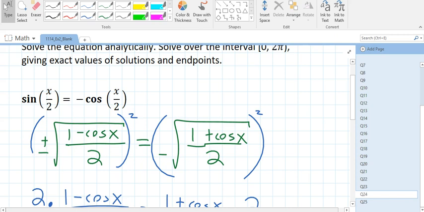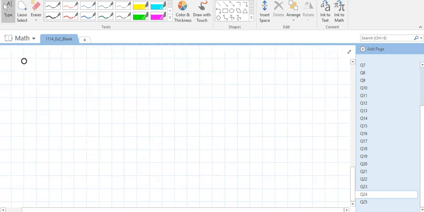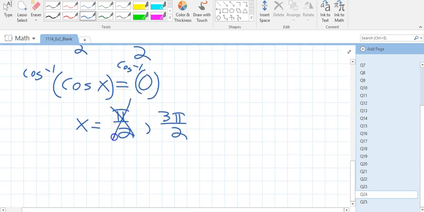No. Because what you end up with is the sine is a positive square root of 2 over 2. And on the other side, you end up with a negative square root of 2 over 2. So pi over 2 is thrown out. That's a bad answer. We got to throw that guy out.